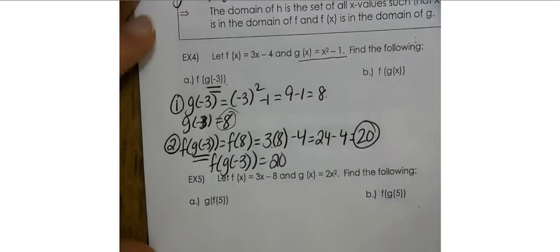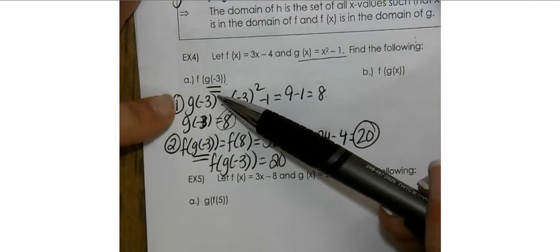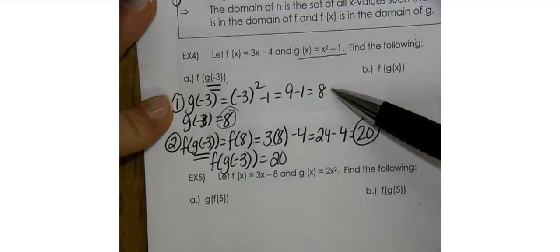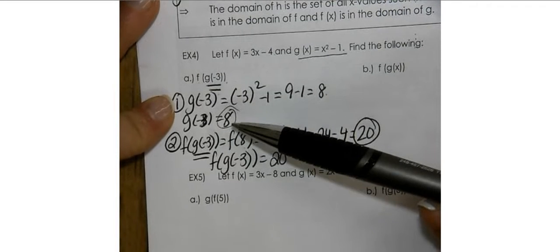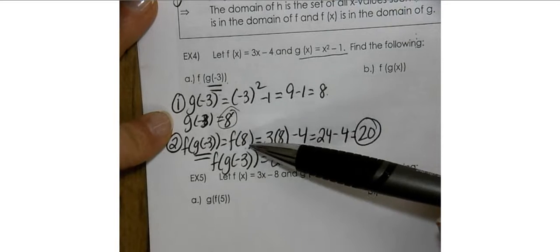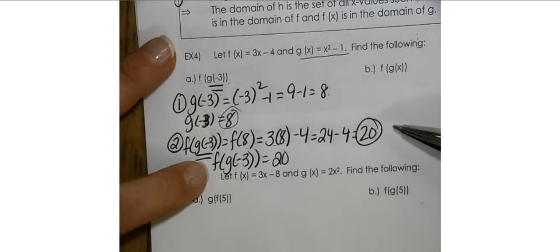The first thing that we did is we identified what g of negative 3 was. That gave us the result of 8. Then we substituted 8 into our f function, and it came out as the number 20. And that is our answer.